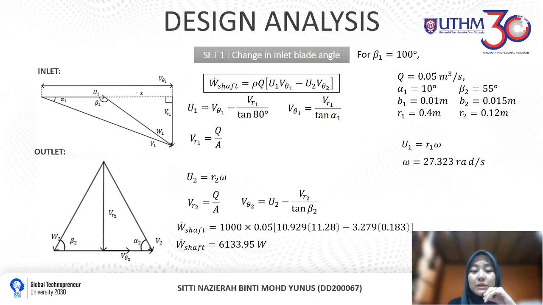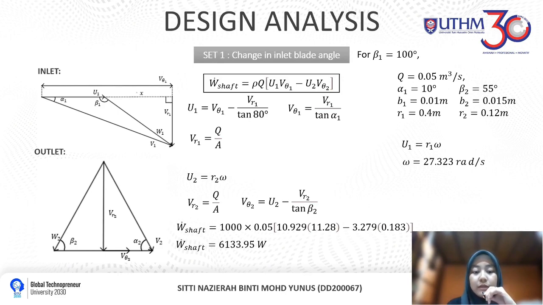To calculate the shaft power, the formula is W dot shaft equals rho Q multiplied by U1 V theta 1 minus U2 V theta 2. To calculate U1, it is V theta 1 minus VR1 divided by tangent of 100 degrees, and to calculate V theta 1, it is equal to VR1 divided by tangent alpha 1. We can get VR1 from the formula VR1 equals Q over A, and then we can get U1 and V theta 1.